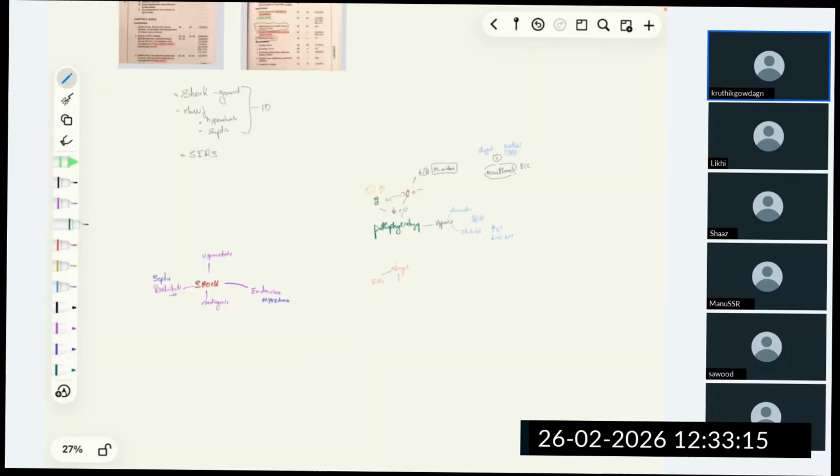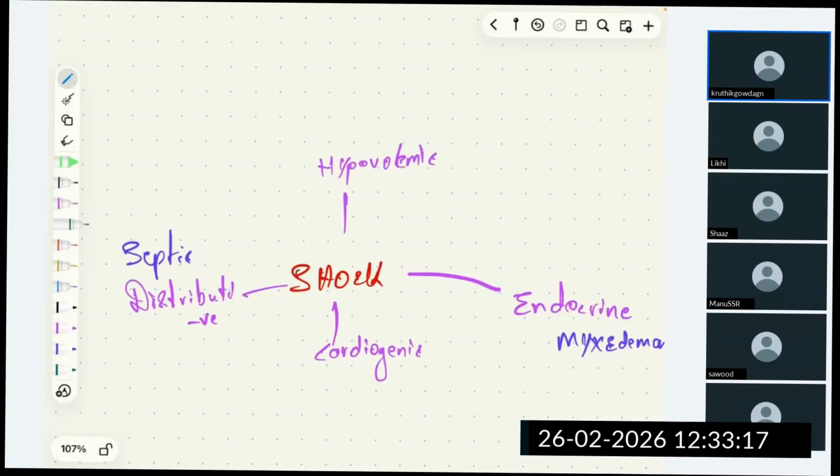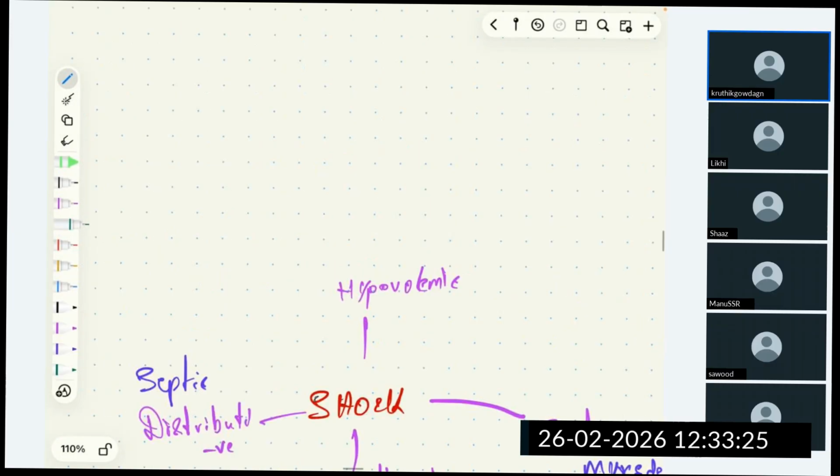So what is the definition of shock? The definition of shock is very, very important. Please try to remember it. It is defined as a state of cellular and tissue hypoxia with either reduced oxygen delivery or poor oxygen utilization.